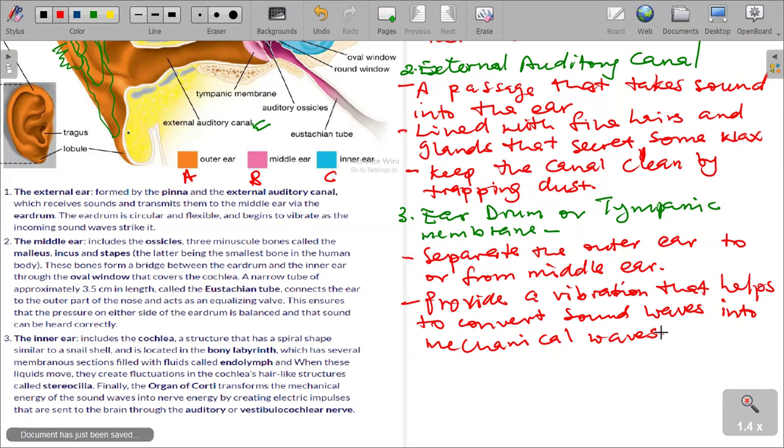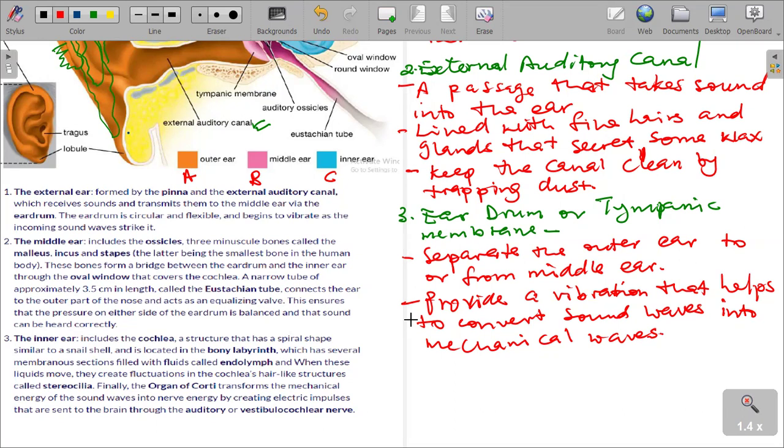And then we can basically say these are the outer components or the outer parts of the ear. The eardrum is more or less inside. The eardrum is circular and flexible, and it has to vibrate as incoming sound waves strike on it. In that vibration, it converts the sound waves into mechanical waves.